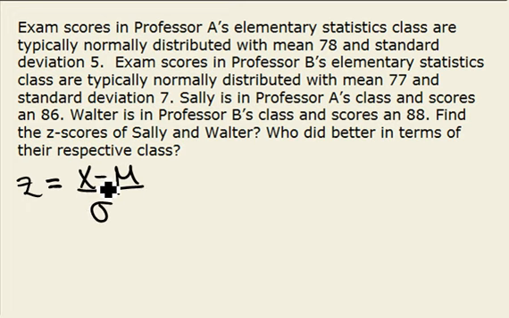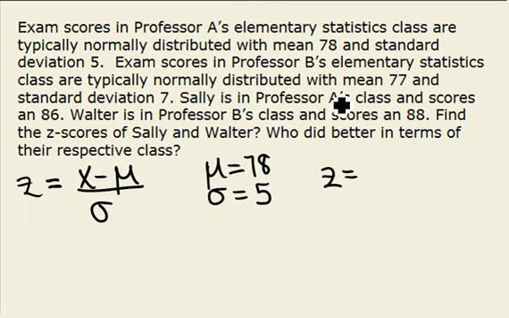So for Sally, her class, Professor A, has a mean of mu equal to 78 and a standard deviation of sigma equal to 5. So if we want the z-score for Sally, we'll take her score, which is 86, subtract 78, and divide by 5. And what we'll get is a z of 1.6.